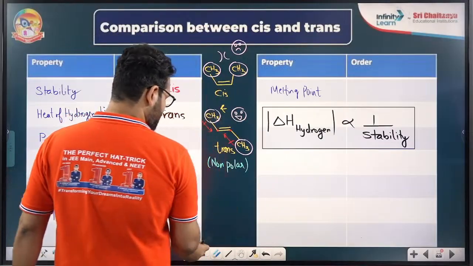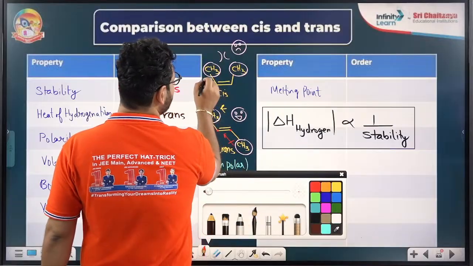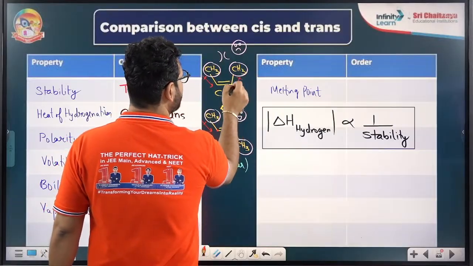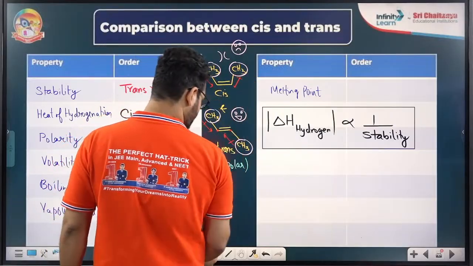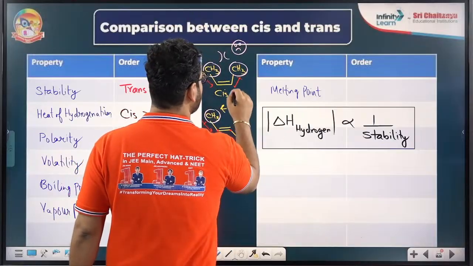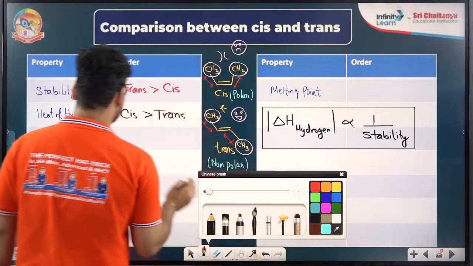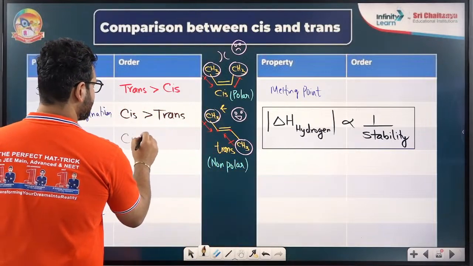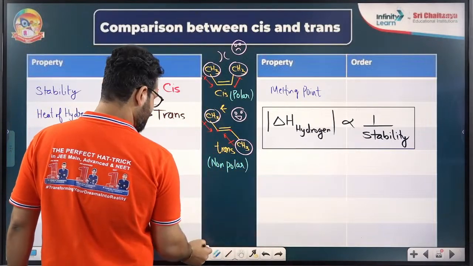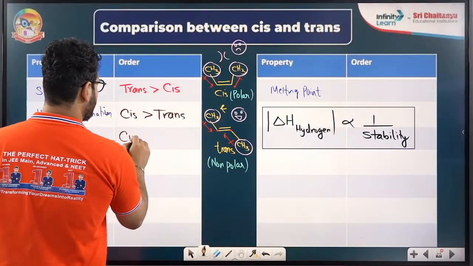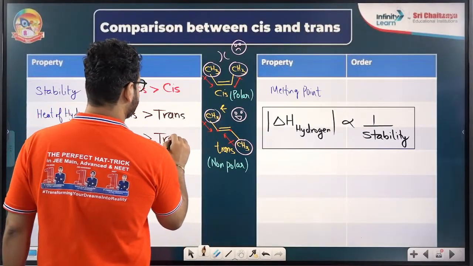Cis will be polar only because both the dipole moments are going in the same direction. Down, down. Both will add up. So this will be polar. So cis has more polarity than trans. So in this case also, cis is the winner. In this case also, cis is better than trans.